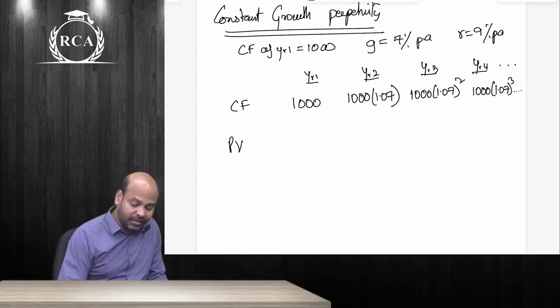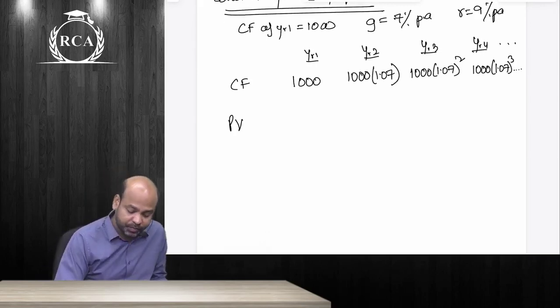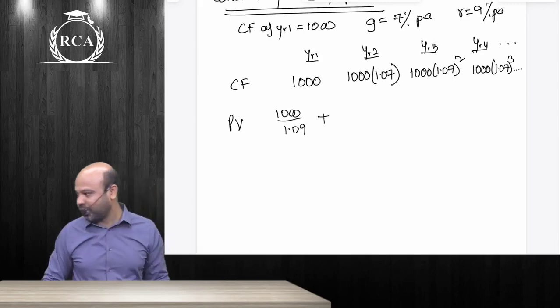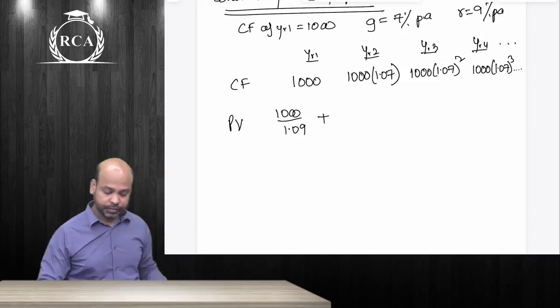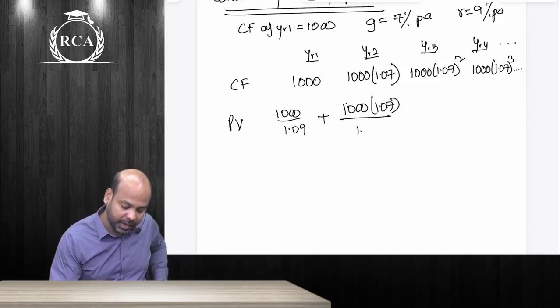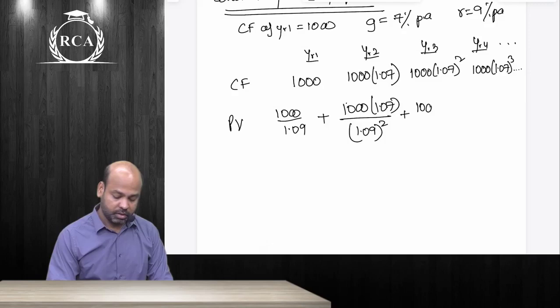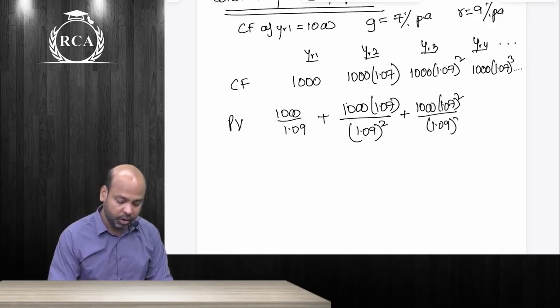Now we have to compute the present value. What will be the present value of the first cash flow? 1000 divided by 1.09. What will be the present value of the second cash flow? 1000 into 1.07 but divided by 1.09 whole square. Next, 1000 into 1.07 whole square by 1.09 whole cube. 1000 into 1.07 whole cube divided by 1.09 whole power 4, and so on.